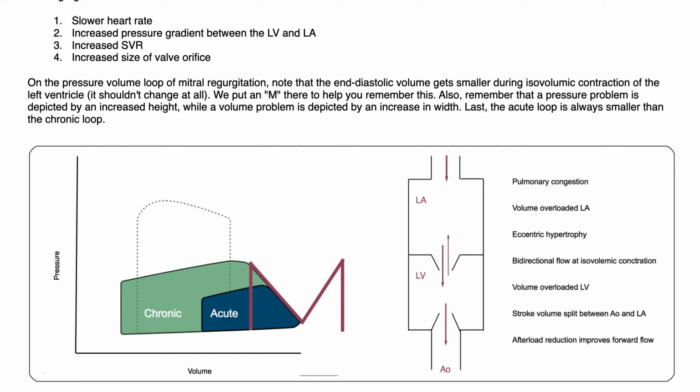Remember that a pressure problem is depicted by an increase in the height, while a volume problem is depicted by an increase in the width. Last, the acute loop is always smaller than the chronic loop.